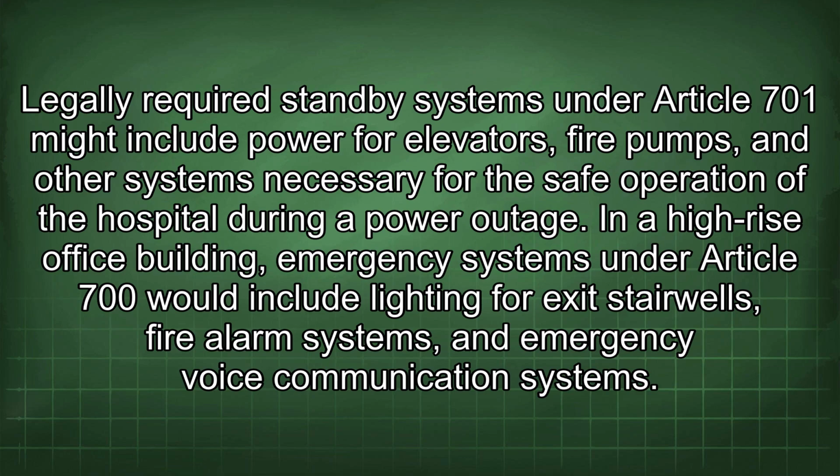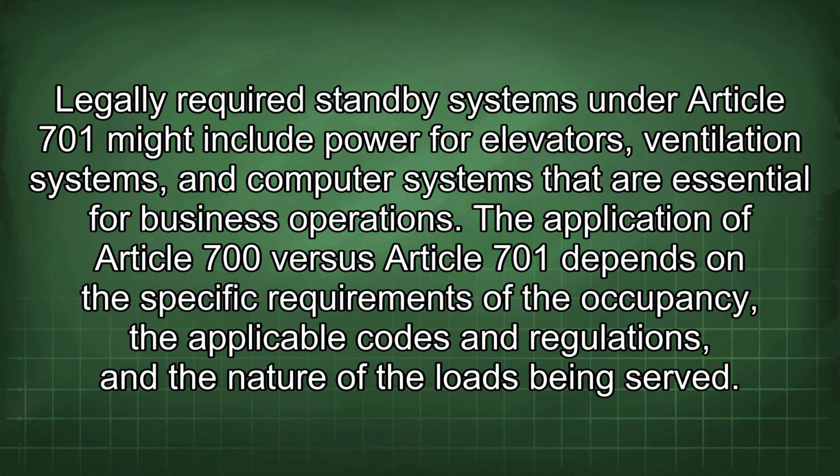In a high-rise office building, emergency systems under Article 700 would include lighting for exit stairwells, fire alarm systems, and emergency voice communication systems. Legally required standby systems under Article 701 might include power for elevators, ventilation systems, and computer systems that are essential for business operations.